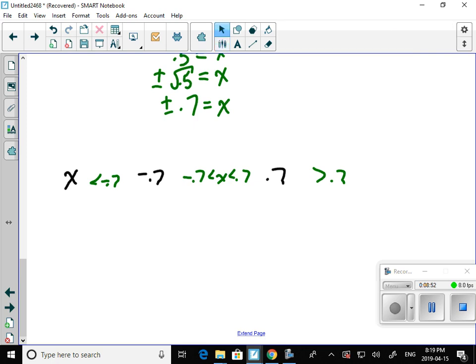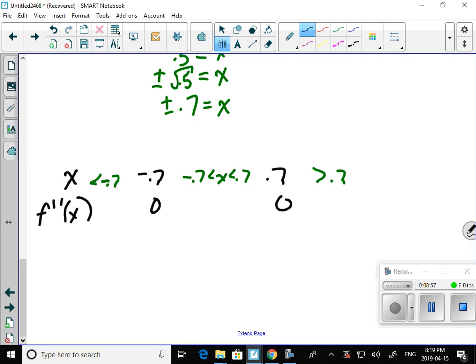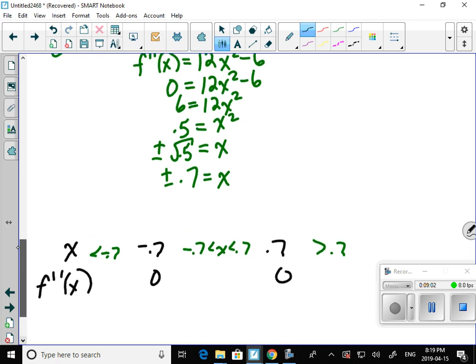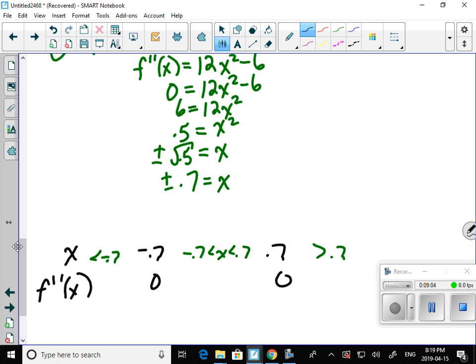So my second derivative is 0 here and here. And let's just see it. It's 12x squared minus 6. So if I have a value less than negative 0.7, negative 1, for instance, 12 times negative 1 squared is still positive 12. Take away 6 is still positive. Between negative 0.7 and positive 0.7, 0 would be a great choice. That's negative. And greater than 0.7, 1 would be a great choice, and you would get positive.